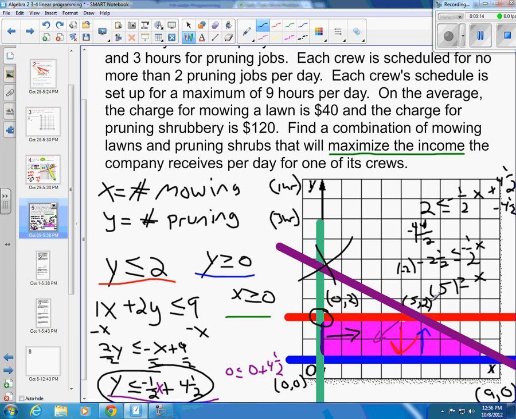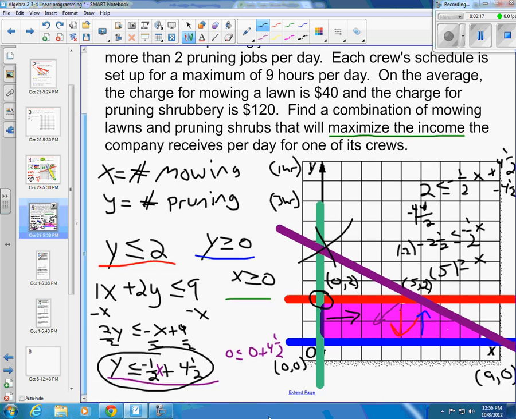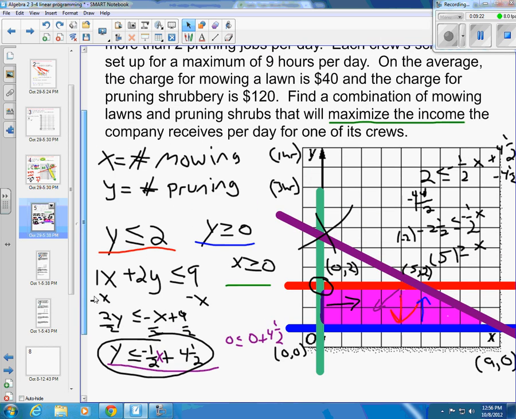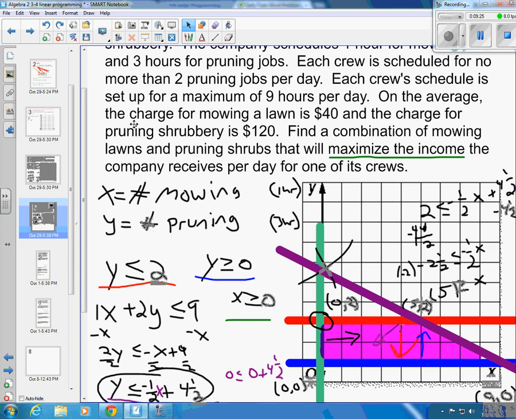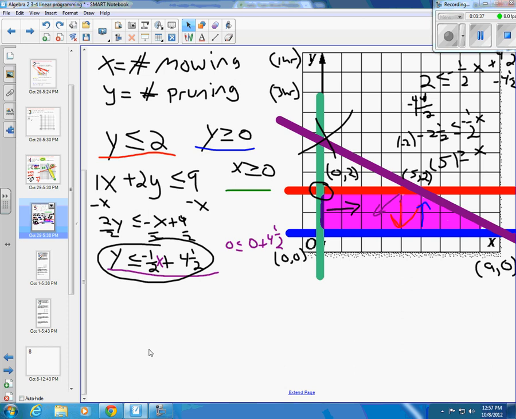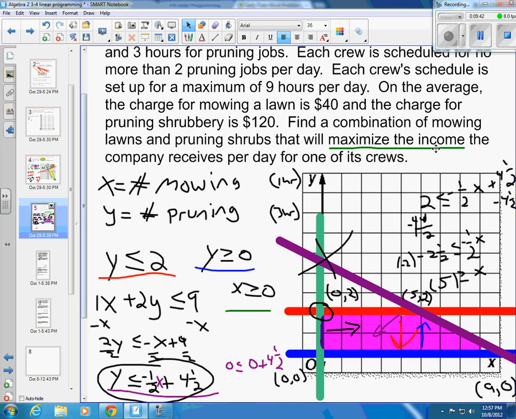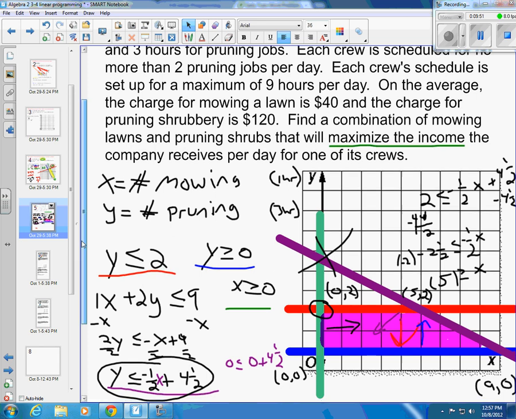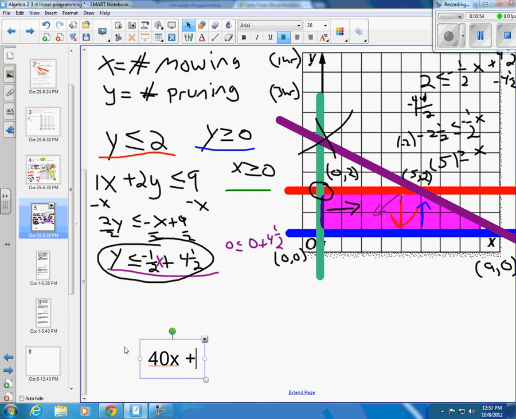Okay, so I've got my corner points. I've got 4 of them. This is a quadrilateral, so I would have 4 points. And then the last part is to figure out, okay, if I want to maximize my profit, I need to start looking at my profit. So on the average, we're going to charge for mowing a lawn $40, and mowing is x, right? So it's 40 times the number of mowing jobs, or 40x. Okay, and then we're charging $120 for pruning shrubbery, and pruning was y, so it's $120 for every pruning job, so plus 120y.